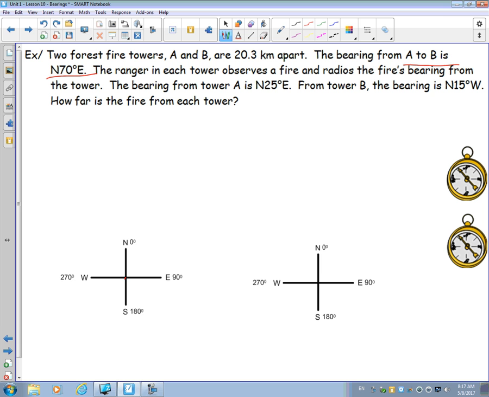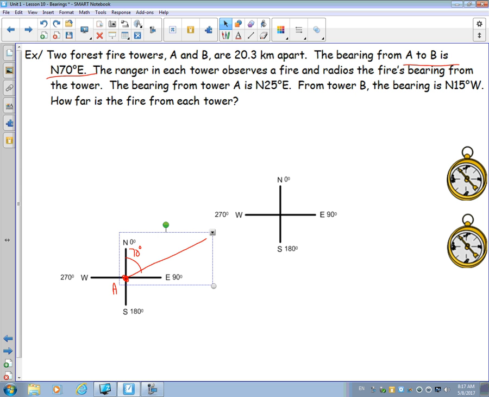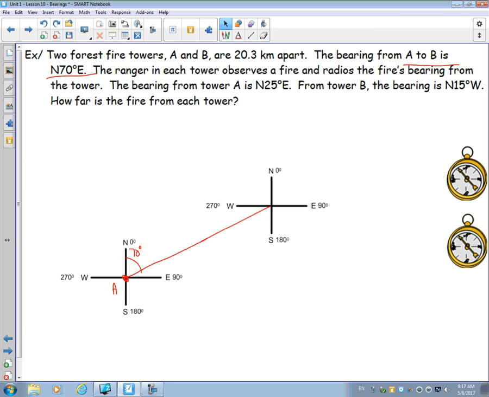In other words, if this is A, to get to B, I have to go north and then 70 to the east. And then that would be tower B. And I'm going to spread them out just so it's a little more obvious here. Let's make this bigger. Okay. So there's A and there's B.